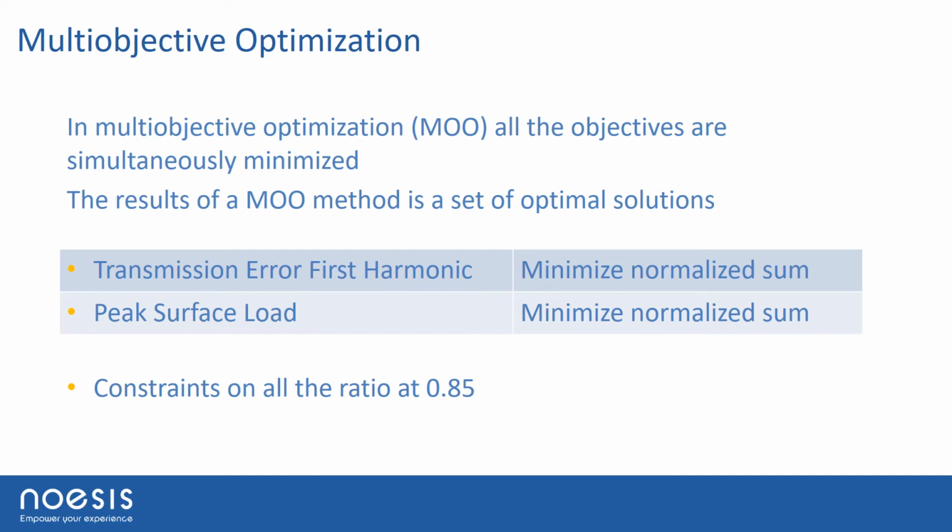And what we'll do is a multi-objective optimization, which means we're going to try to minimize 2 different things at the same time. We want to minimize the transmission error, and we want to minimize the peak surface load. And in just a moment, I'll explain what I mean by the normalized sum for the transmission error and the peak surface loads.